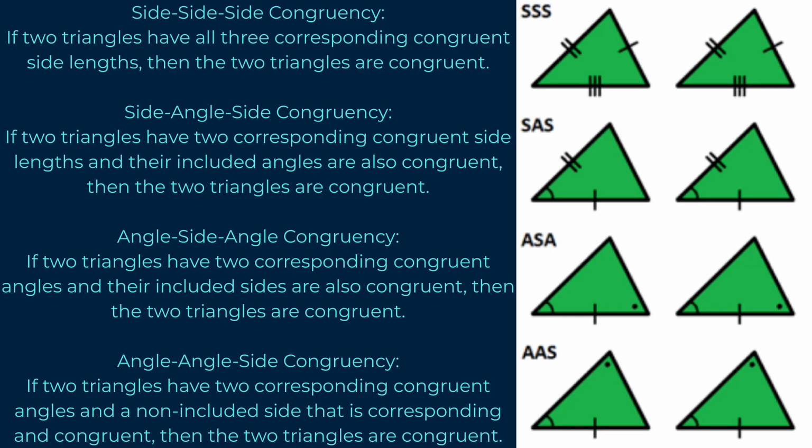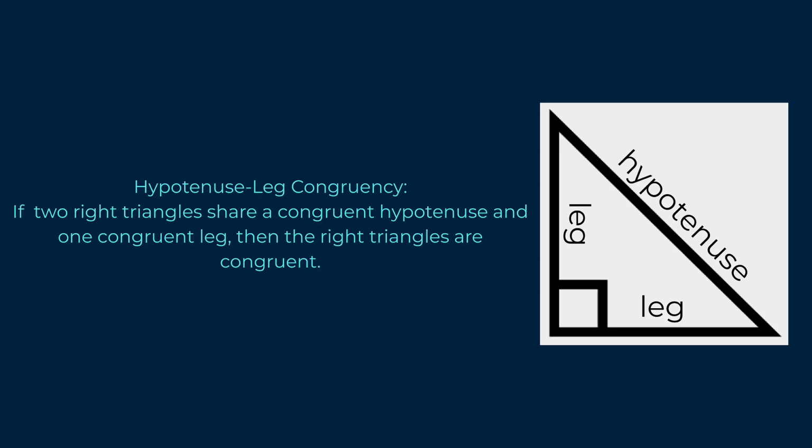But there is one more congruency that I want to talk about that has to do with right triangles. That is the hypotenuse leg congruency. If two right triangles share a congruent hypotenuse and one congruent leg, then the right triangles are congruent.